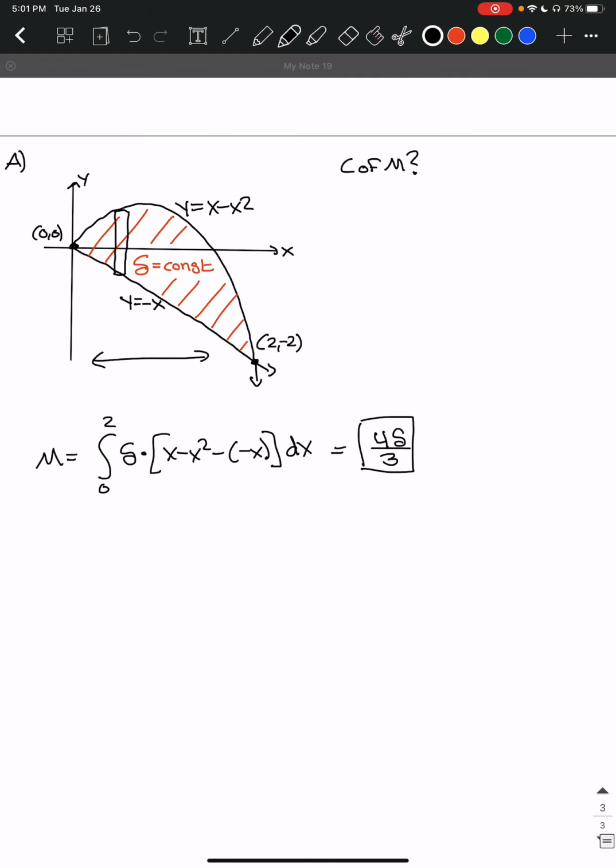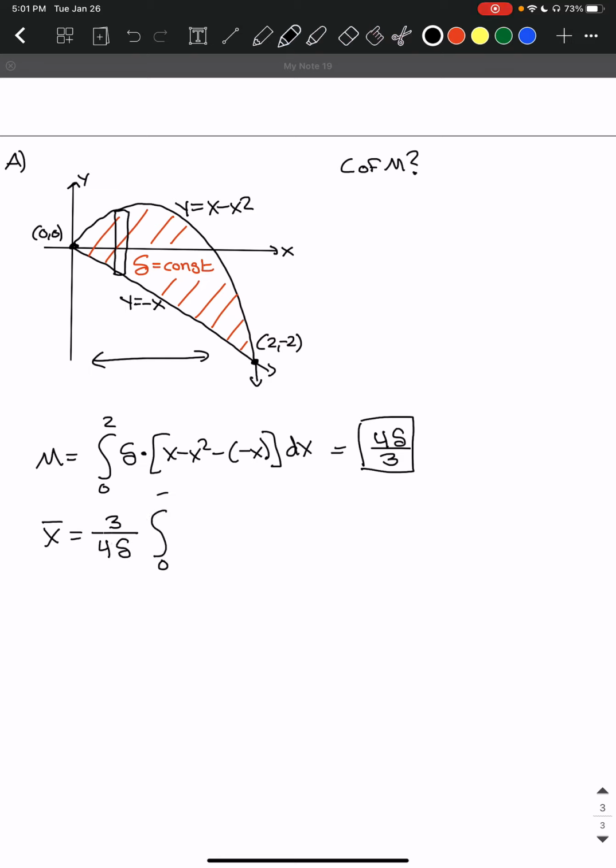Cool. So that's the mass. You might be worried about that delta, but I'm going to show you why we don't care about it in a second, and why it can be 1, it could be 100, it could be a billion. And it won't make a difference where our center of mass is. So x bar is 1 over the mass. I'm going to go ahead and just write it in the interest of time. It's going to be 1 over the mass, so it's going to be 3 over 4 delta.